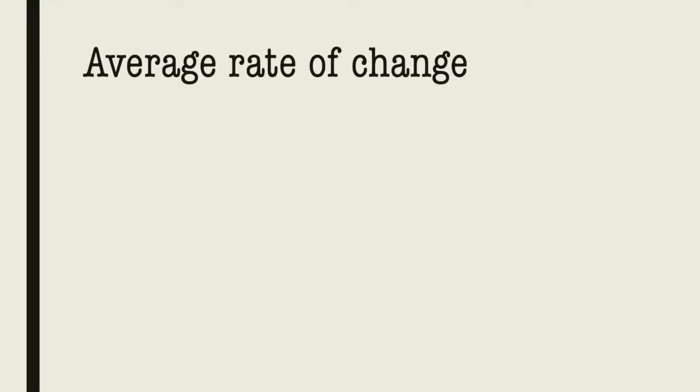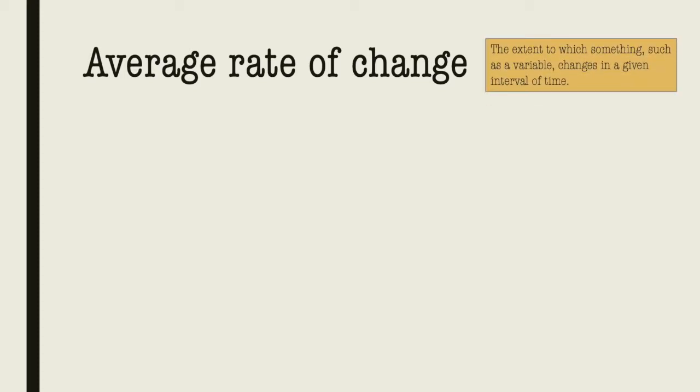There exist two distinct types of rate of change in mathematics. The first one, which we will discuss shortly, is average rate of change. In its simplest form, average rate of change is how much a variable changes in a specific interval of time.